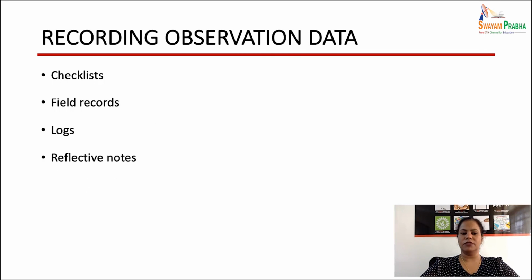Then reflective notes are where the observer is observing, and at the same time he is interpreting and writing in his own language, so that is known as a reflective note. Reflective notes can also be written by the researcher. Usually the field records are used, or something is audio taped or recorded through video, and then the observer observes it, and then he writes the reflective notes about whatever he has observed.